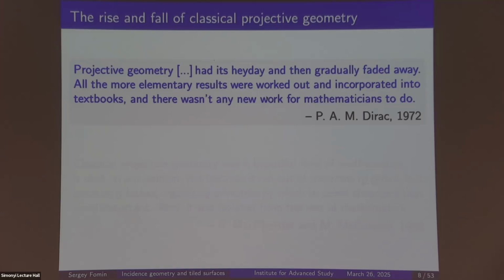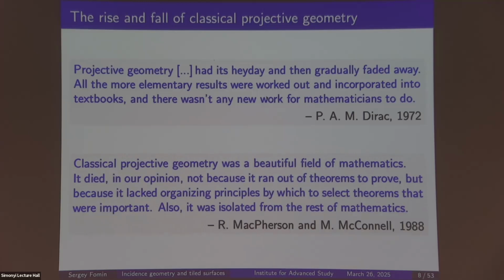And somebody who works here, Bob MacPherson, in his paper with Mark McConnell, nailed it down even more bluntly. Classical projective geometry was, notice past tense, a beautiful field of mathematics. It died, in our opinion, not because it ran out of theorems to prove, but because it lacked organizing principles by which to select theorems that were important. And also, it was isolated from the rest of mathematics. So notice that he's precisely diagnosing the two main problems that correspond to the two bullet points that I made, that there is no system.